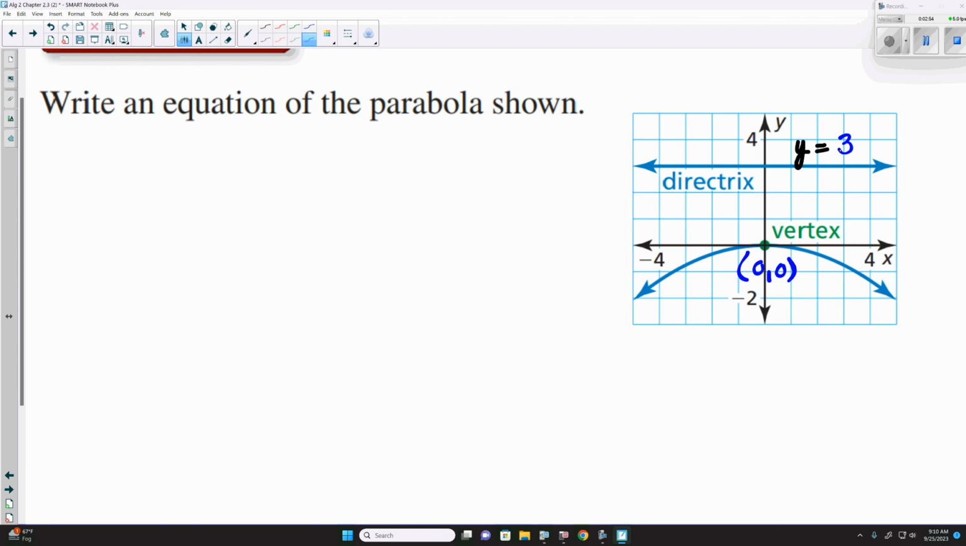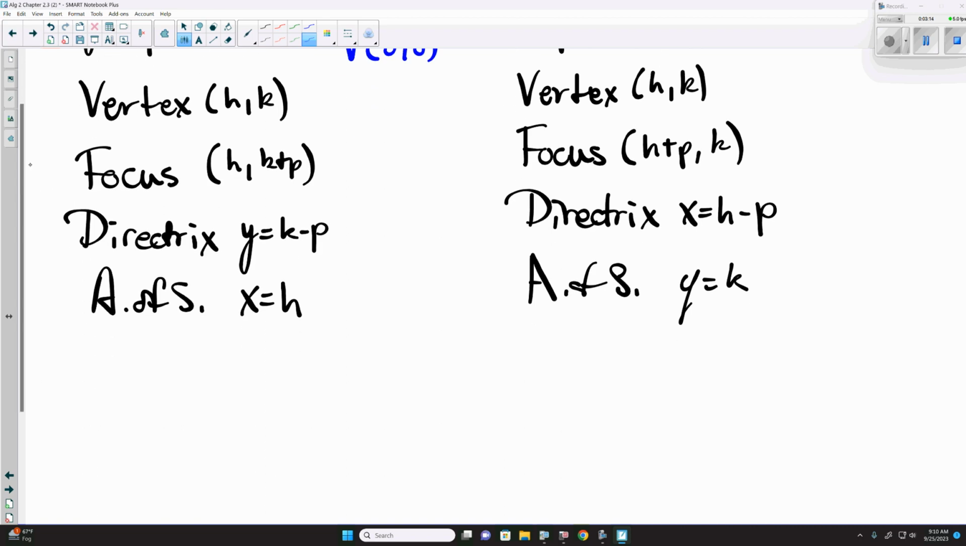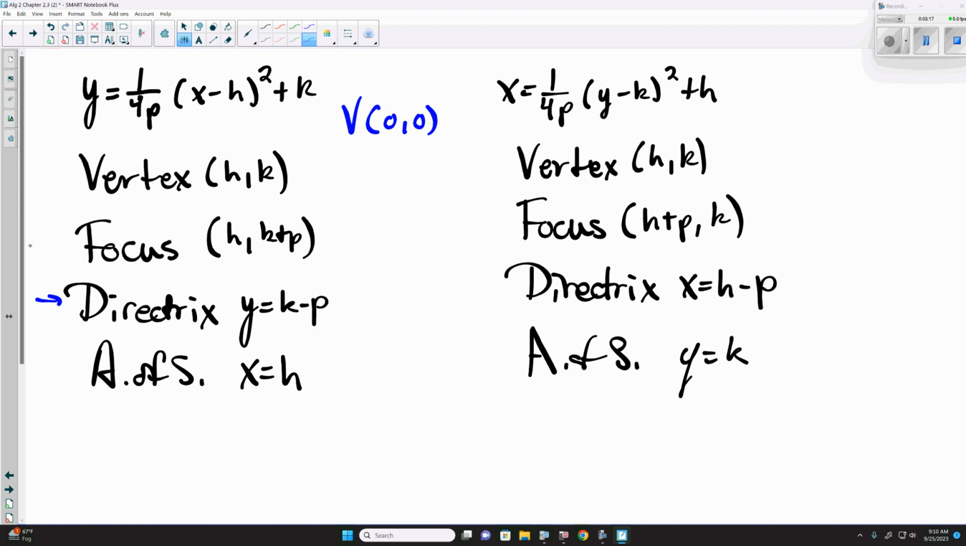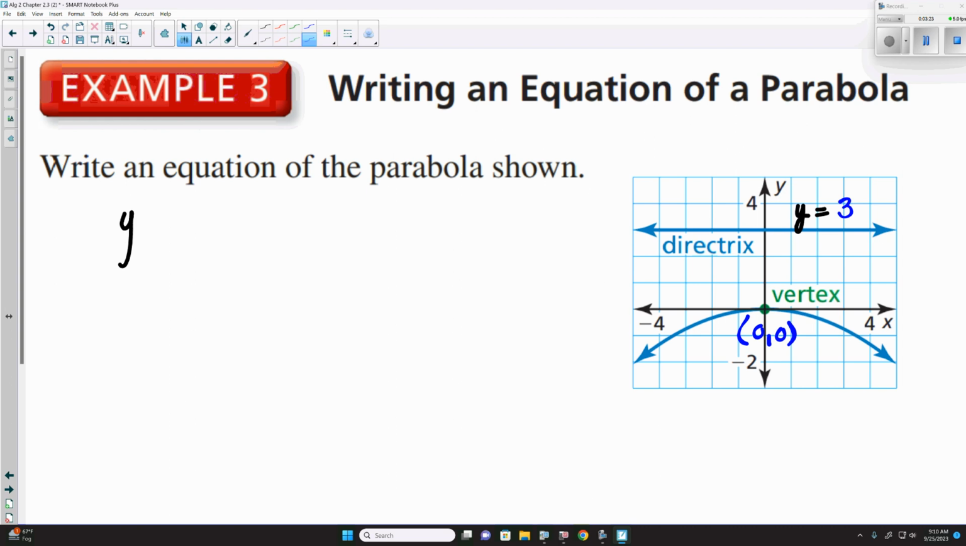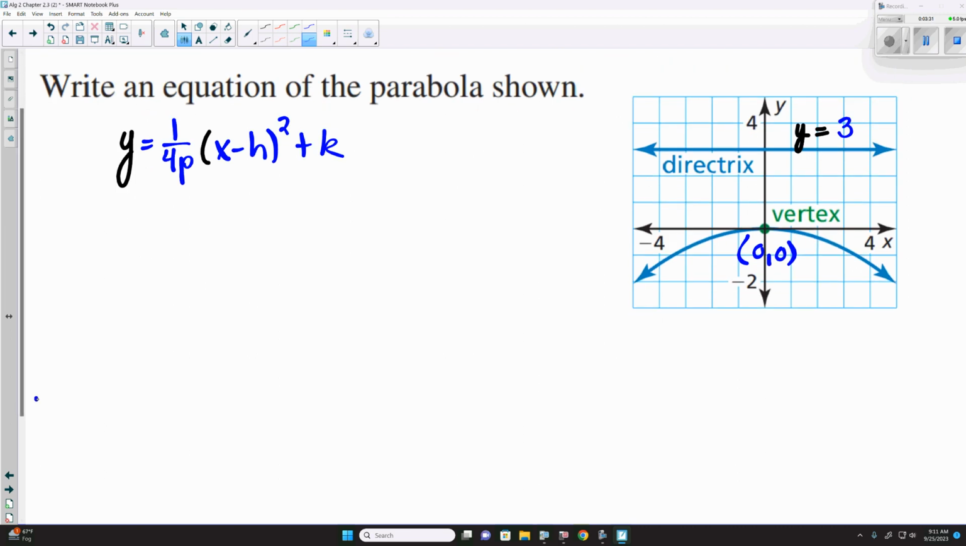Now there's two ways we could go about finding the equation, our general equation that we're going to start with. One of them is just by the graph itself, because if it opens up or down, we're talking about the equation that starts off with y equals. But also, the directrix is y equals. Of the two forms, the only one that has a directrix of y equals is our y equals 1 over 4p times x minus h squared plus k. Now, even though the vertex is the point 0, 0, we can still use this starting equation here.